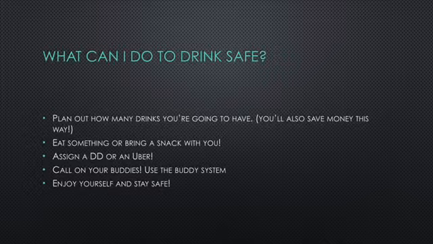So first, we get into what you can do to drink safe. First, plan out how many drinks you're going to have. And you also save money with this, especially if you're going out and buying drinks. Remember, based on that chart and where you're at in that chart, 1 to 2 drinks an hour, 2 to 3 drinks an hour is roughly where you want to stay, right?